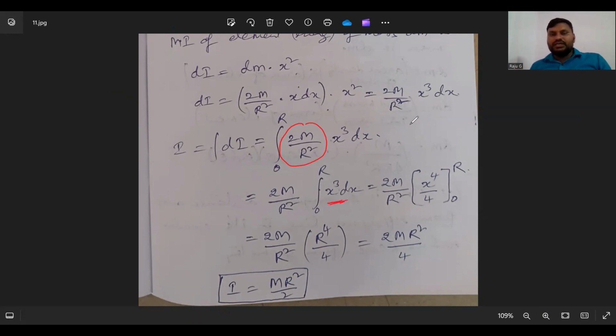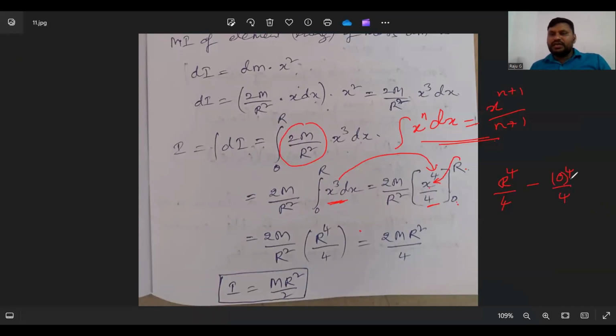And we know in integration, integral x power n dx is equal to x power n plus 1 divided by n plus 1. Same thing we applied here: x cube dx will be x power 4 divided by 4 according to this formula. The integration limits are 0 to r. In the place of the variable, we need to substitute the upper limit first and then minus the lower limit, which is r power 4 divided by 4 minus, in the place of x, we substitute 0, 0 power 4 divided by 4.